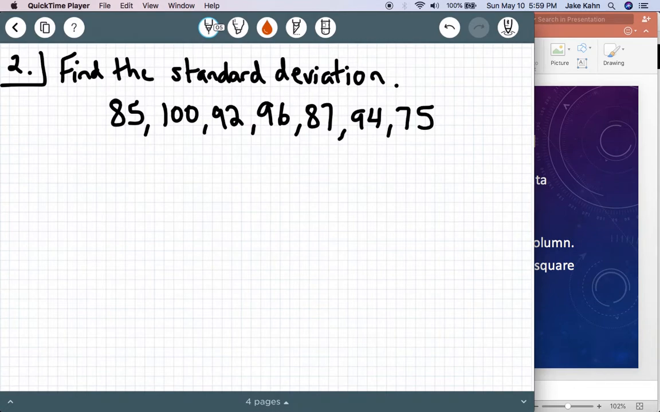Find the standard deviation of these test scores. All right, so we have 85, 100, 92, 96, 87, 94, 75. We have to calculate how spread out this data is, get a measure of the standard deviation. We are going to utilize the same exact steps as before. First, let me list my numbers, and they're all jumbled up right now. I'm jumping ahead of myself. First, find the mean of the data.